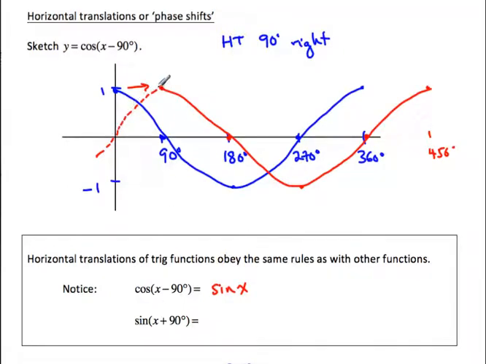If we were to start from the red graph, the sine function, and shift it 90 degrees to the left, in other words, if we were to take the sine function and replace x with x plus 90, shifting it 90 degrees to the left, then we would get the cosine of x function. As you probably observed previously, the sine x and cos x functions are simply translations of each other. And otherwise, we see that horizontal translations of trig functions just obey the same rules as other functions do.